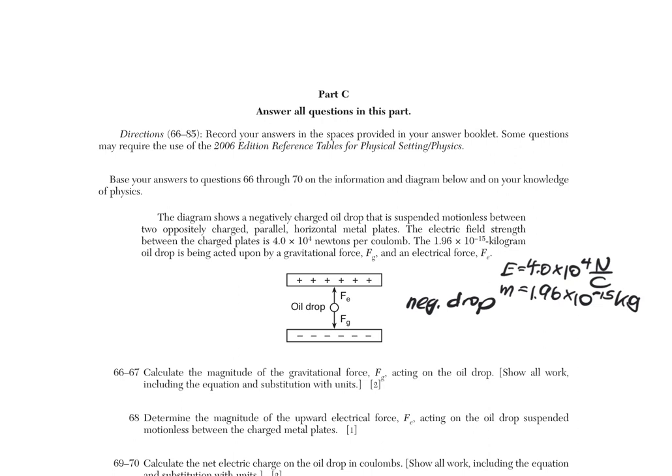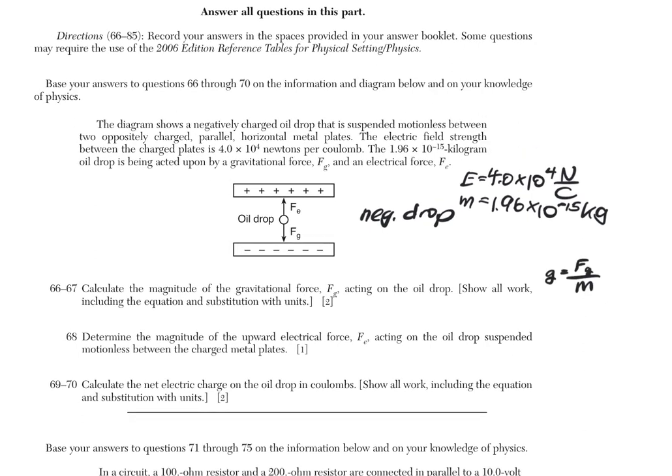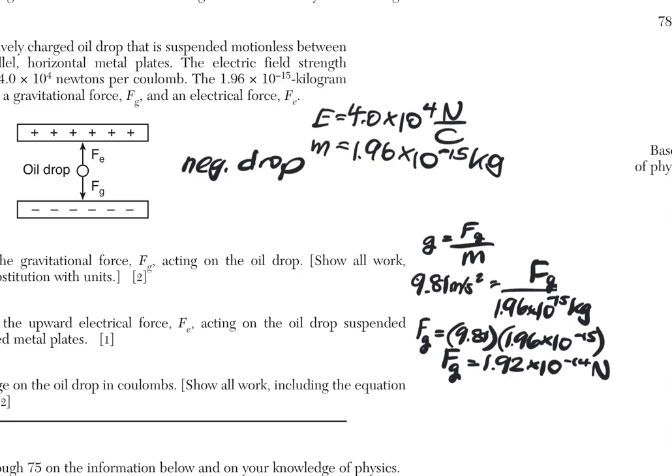So 66, 67, calculate the gravitational force acting on the oil drop. We can do that with the weight equation because we know the mass. Weight equals mg. I'm going to use the version as written on the ref tab: g is weight over mass. We know the mass is 1.96 times 10 to the negative 15 kilograms, and we're solving for force due to gravity, aka weight. We wind up with a weight of 1.92 times 10 to the negative 14 newtons.